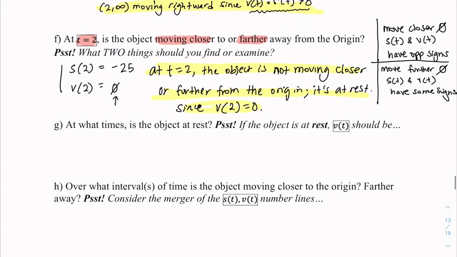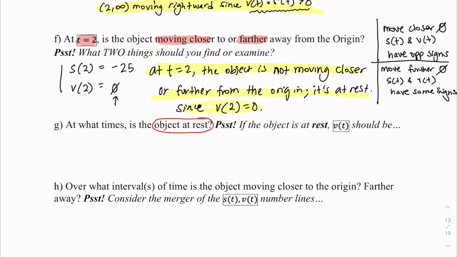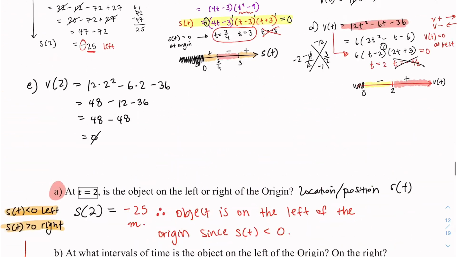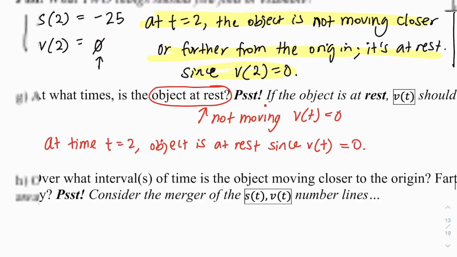Okay, part G says, at what times is the object at rest? Well, we actually just answered that question. If the object is at rest, what must be true? Well, if it's at rest, it means it's not moving, meaning that V of t equals 0. We have in multiple parts already found out where V of t equals 0 by using our number line here. So this was V of t, and we had set it equal to 0 in this stage right here. We found that velocity equals 0 when time equals 2, and we're done.